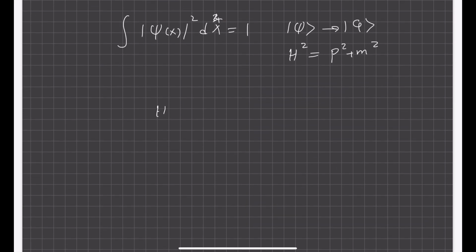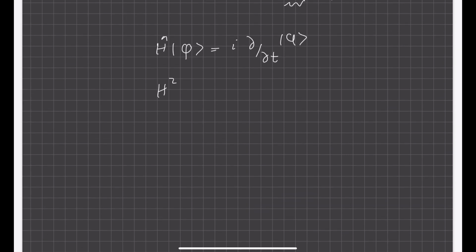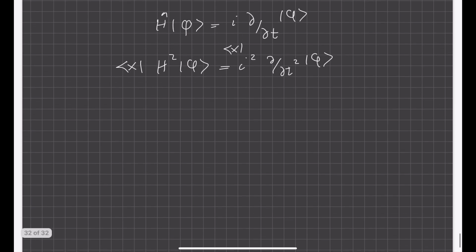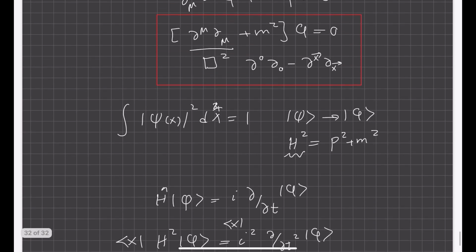So the Schrödinger equation states that the Hamiltonian acting on the state is equal to i times the time derivative of the field. Because we are dealing with the Hamiltonian squared, let's act with the Hamiltonian again. So the Hamiltonian squared operator on phi is equal to i squared times the second time derivative of phi. And then I project it on x, right? I'm talking about, again, one particle. And then I take this Hamiltonian up here.